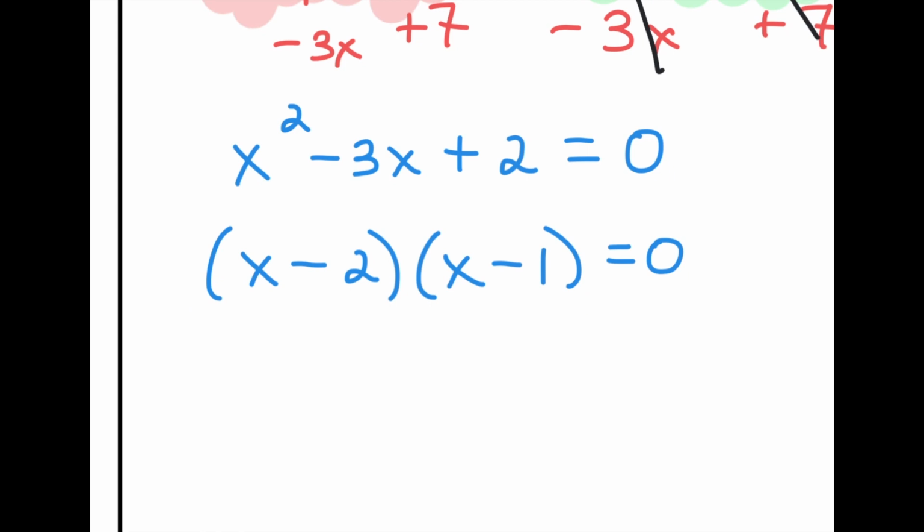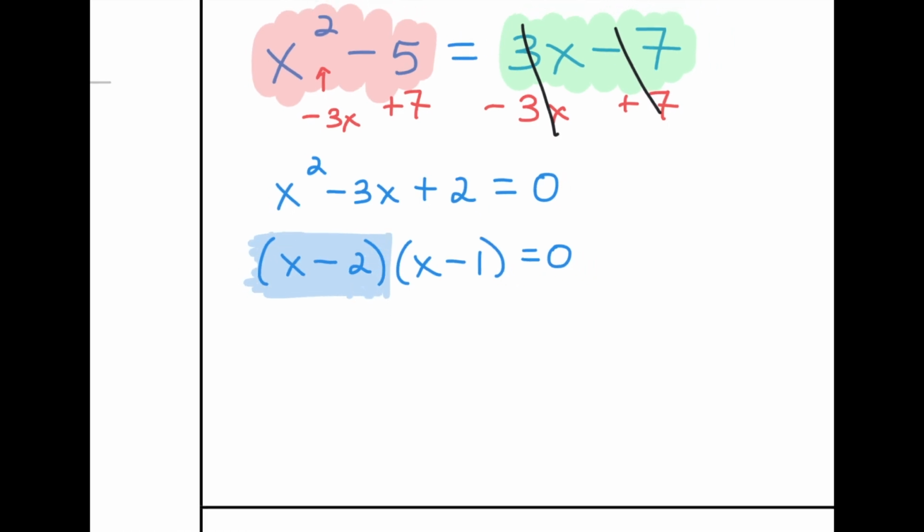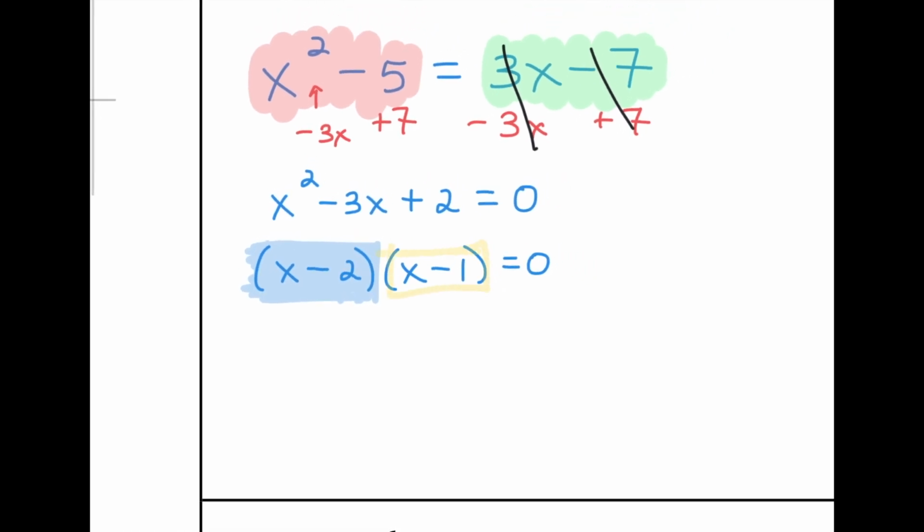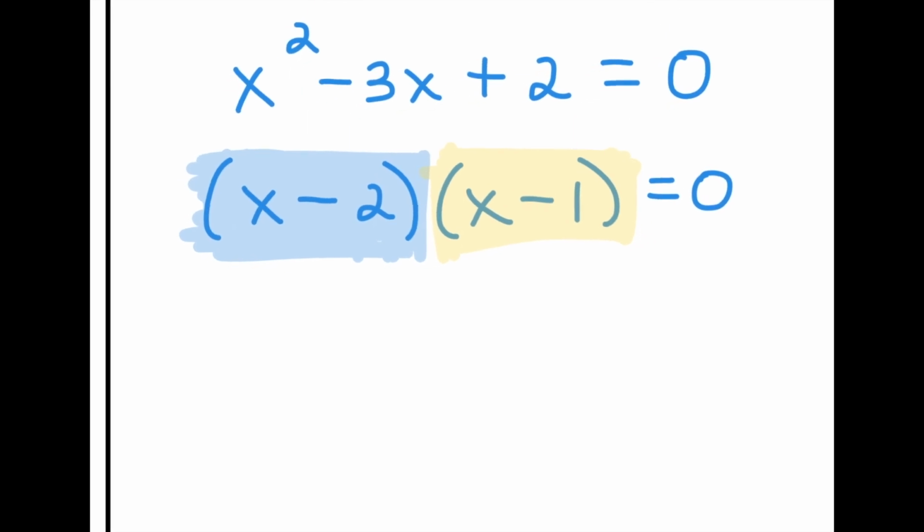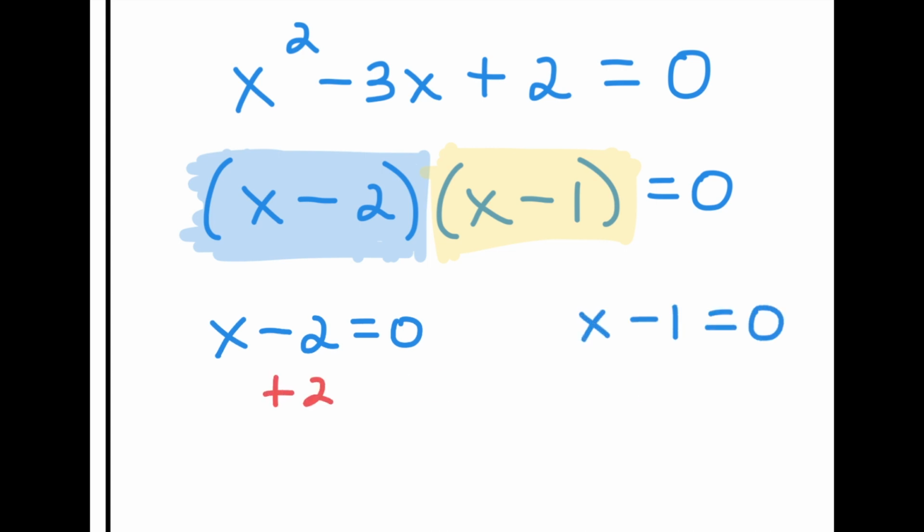And remember that when you have some multiplication problem, so for example here I have x minus 2 times x minus 1, when you have a multiplication problem that equals 0, you take each of the factors or each of the things multiplied and set each of those equal to 0 and then solve each of those.